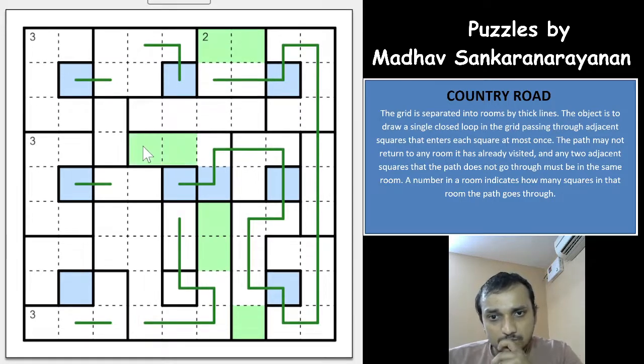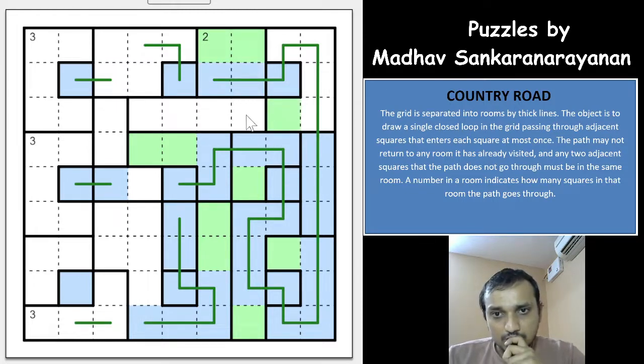Okay, cross here. So all the blue cells are part of the loop, right? I can draw those. Green cells are not part of the loop, right? Yeah.